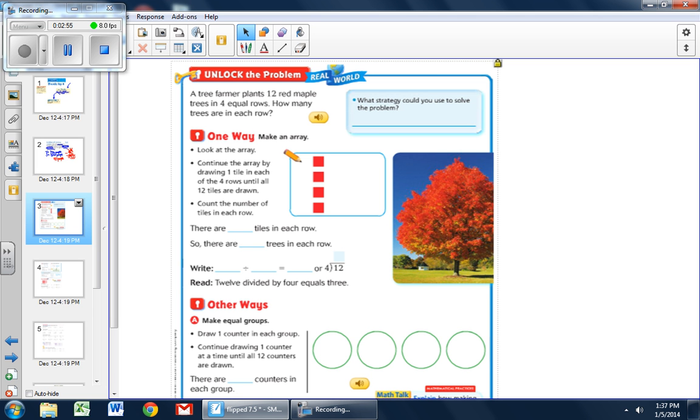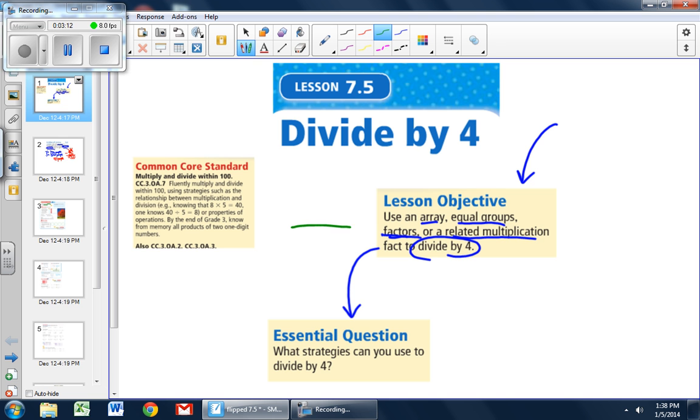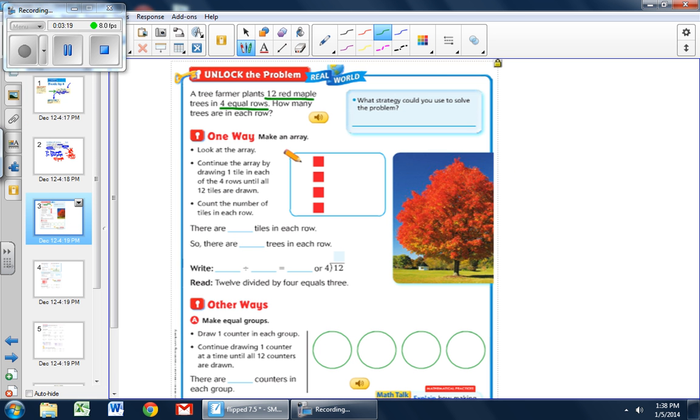A tree farmer plants 12 red maple trees in 4 equal rows. How many trees are in each row? What strategy could you use to solve the problem? I'm thinking they want us to probably use one of these. Okay, an array, equal groups, factors, related multiplication facts. So I'm going to look at an array today. It looks like they kind of want us to do that because they have it started there also.